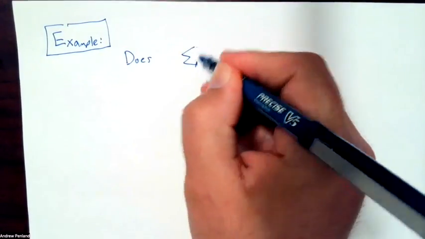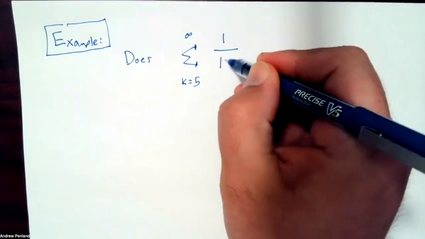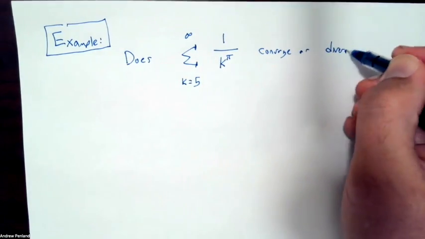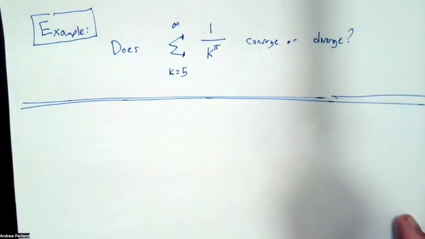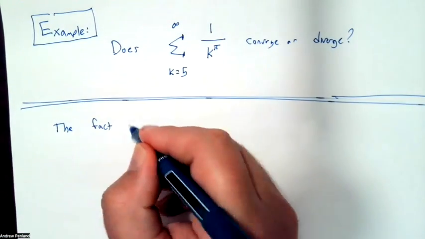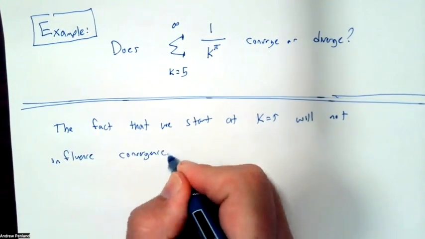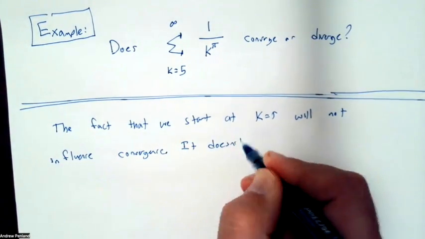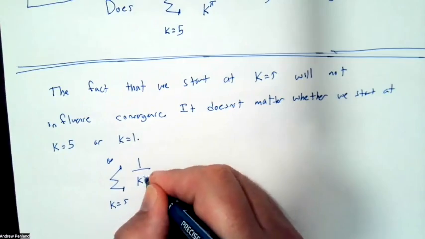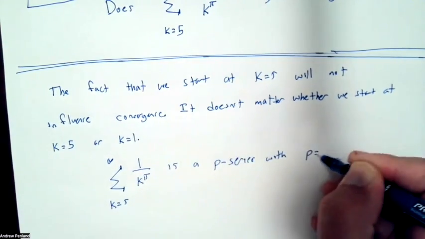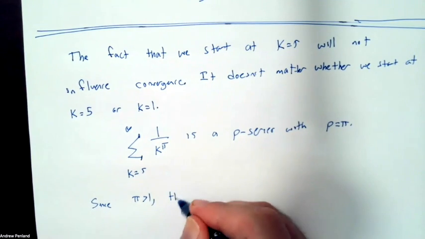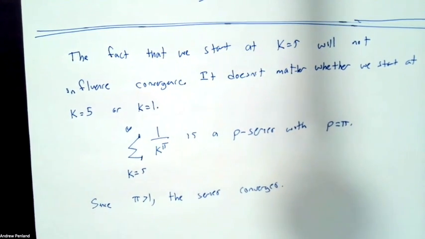Another example. The sum of k equals 5 to infinity of 1 over k raised to the pi, does this converge or diverge? First, notice that the fact that we're using k instead of n makes no difference here. Also, the fact that we're starting at k equals 5 doesn't change whether the series converges or diverges. So we can still look at this as a p-series with p equals pi. Since pi is greater than 1, this series converges.